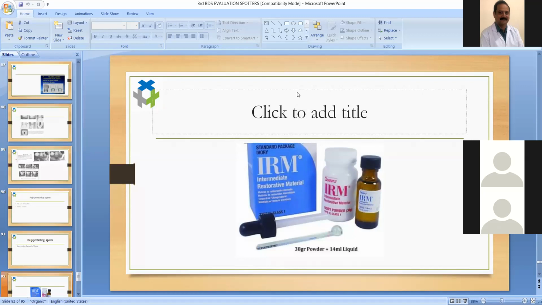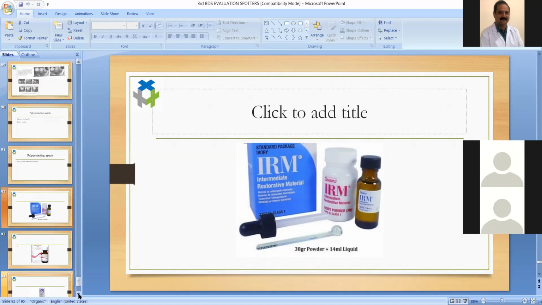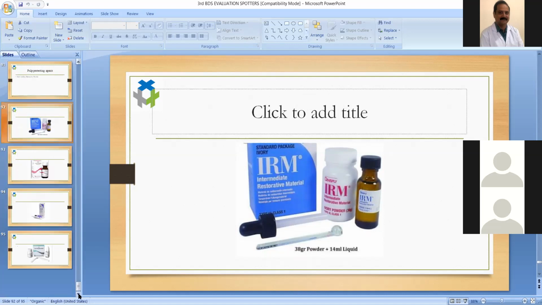Intermediate restorative material, sir. Okay, what is it made up of? What is the advantage of this material? It is stronger, sir, and it can last long term. It can be purchased in powder liquid form or in capsule.